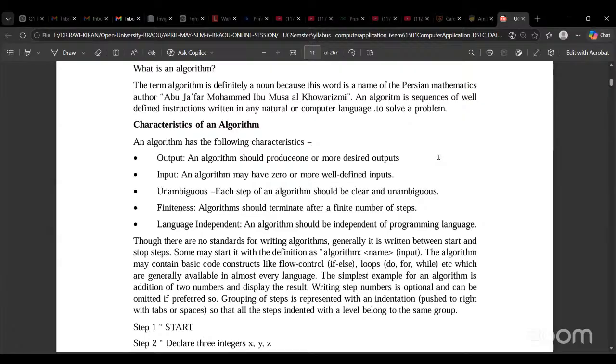Characteristics. An algorithm has the following characteristics. It should produce one or more desired outputs. What an algorithm should do is produce one or more desired outputs. Your output here is called result.